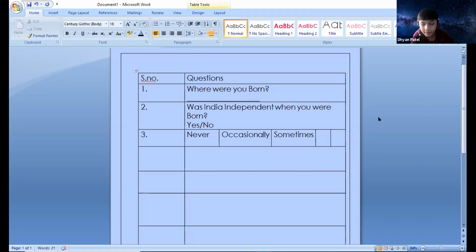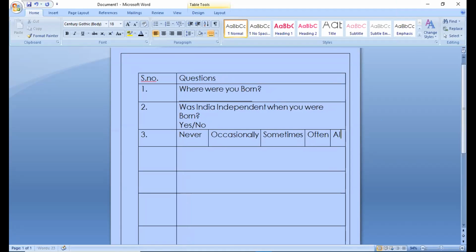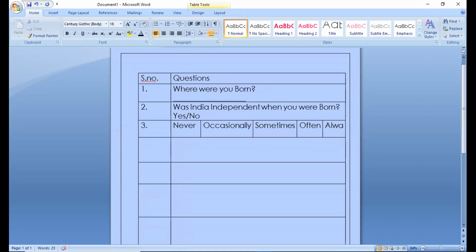Ma'am, we can write that blank sheet in Excel also. Yes, you can do it. Yes, I leave the preference to you.